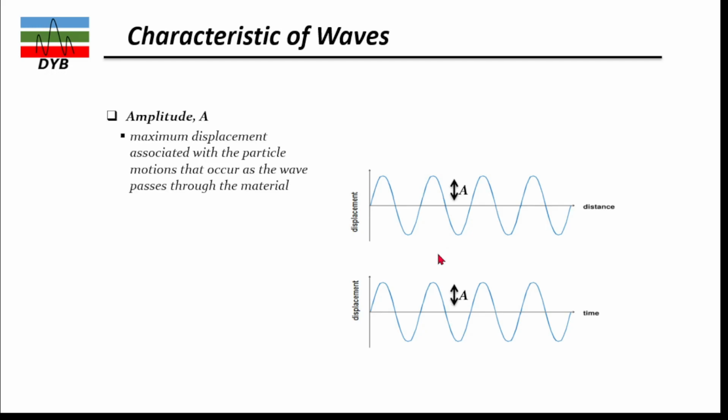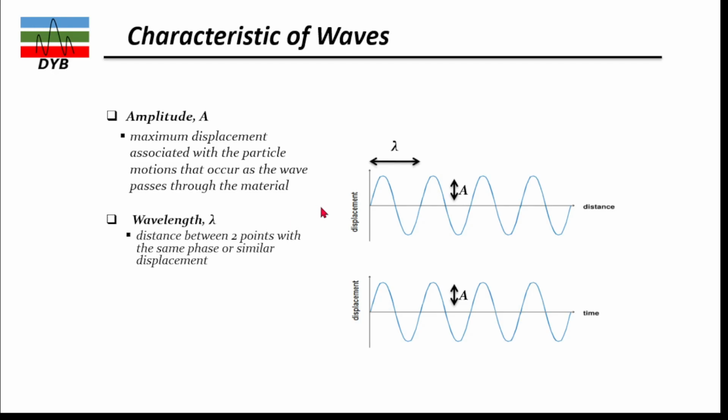So the first thing is amplitude. How can the amplitude be measured? It can be measured from the peak amplitude to the zero amplitude. So this is actually called the amplitude: the maximum displacement associated with the particle motion that occurs as a wave passes through the materials.